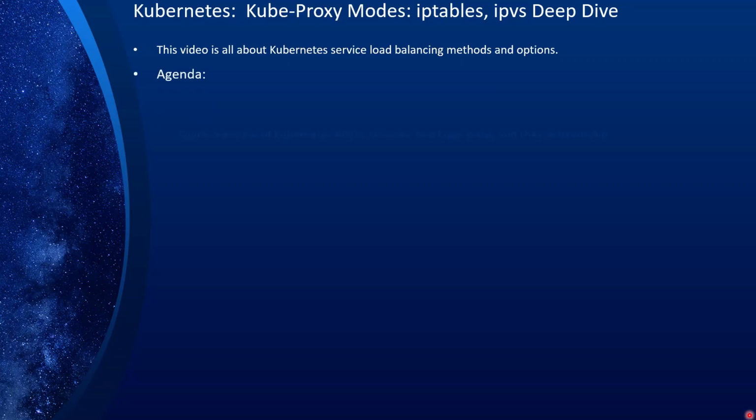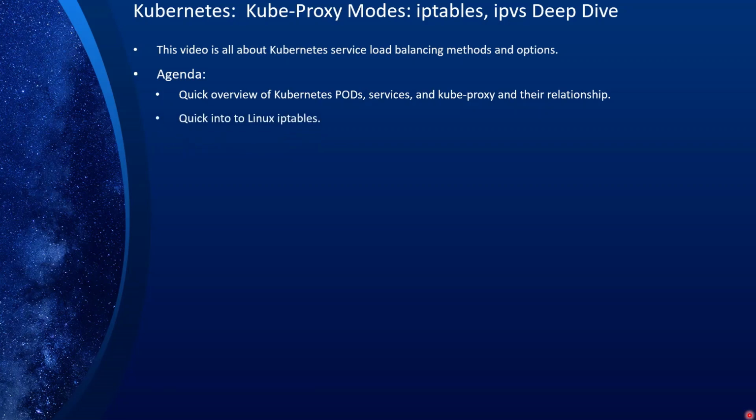So on the agenda, we'll have a quick overview of Kubernetes pods, services, and kube-proxy and their relationship. So basically framing up this video, what is this all about and why we care about this proxy mode at all. Then we do a quick intro into Linux iptables. Before jumping into how Kubernetes load balancing and kube-proxy works in iptables, what you have to understand is what iptables are and how they work. So let's provide a quick intro if you are not familiar with iptables.